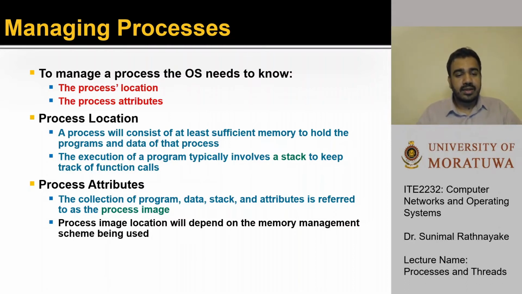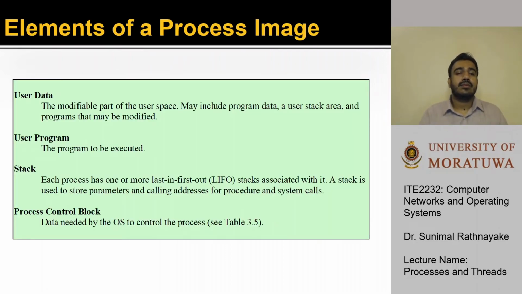Process attributes: the collection of program, data, stack, and attributes is referred to as the process image. Process image location will depend on the memory management scheme being used by the operating system. The elements of a process image: the process image contains the user data, which is the modifiable part of the user space. It may include program data, a user stack area, and programs that may be modified.